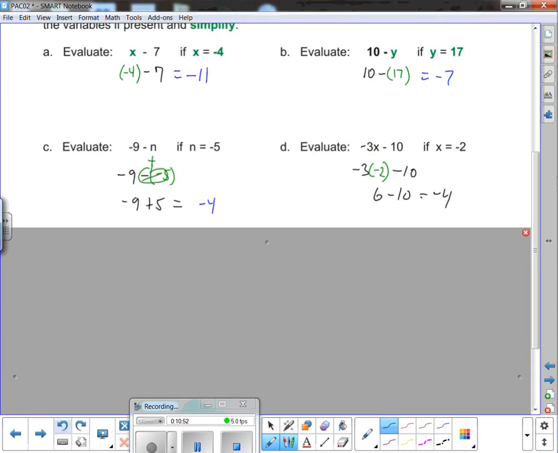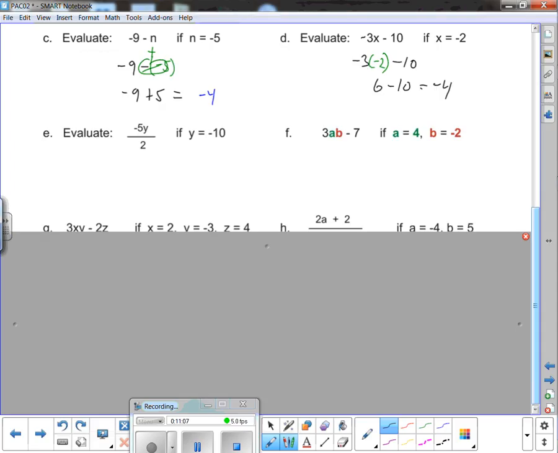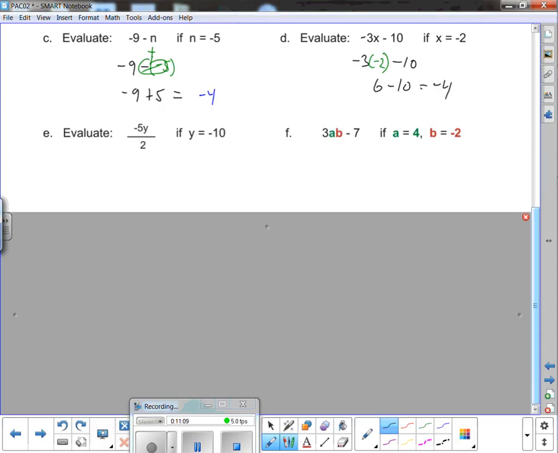Keep your parentheses. Down the road, we're going to start dealing with exponents and all things like that. And if you'll remember the parentheses method, it'll serve you well the rest of your math career. All right, let's do a few more. All right, so E, not a big deal. Just make the substitution.